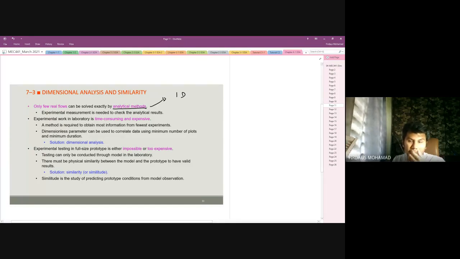Kita nak compare, so kita kena guna experimental punya measurement. Experimental work in laboratory is time consuming and also expensive. Okay, so to come up with wind tunnel yang kecil macam dekat UiTM pun, the price is too expensive. Apalagi kalau kita nak buat besar macam dekat UTM.